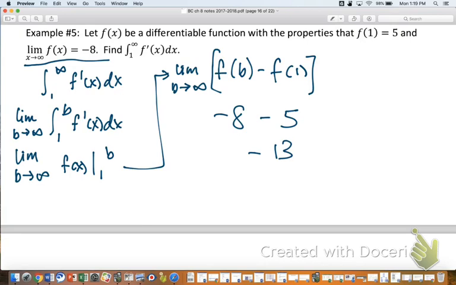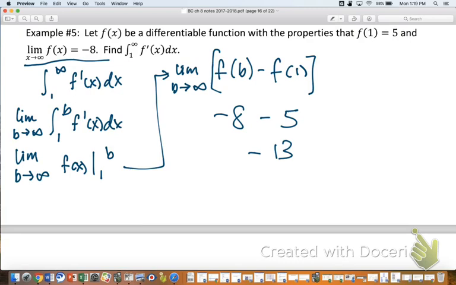Why on earth would we get negative 13? What would the graph of f prime have to be like? What does that mean if you accumulate using a definite integral and you get a negative number? It's under the x-axis. So something's decreasing, I agree. f would be decreasing, but f prime would be below the x-axis, right? Okay. Anyways.